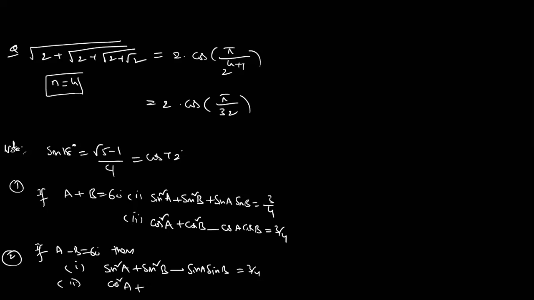Cos square a plus cos square b plus cos a cos b is equal to 3 by 4.